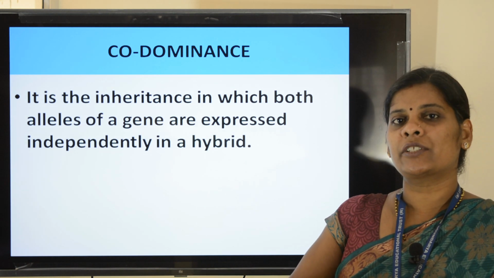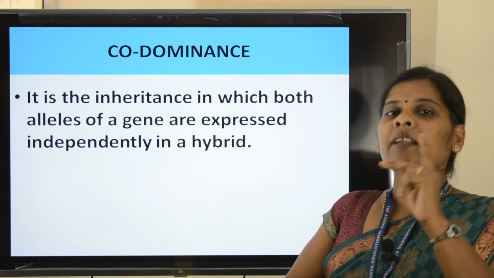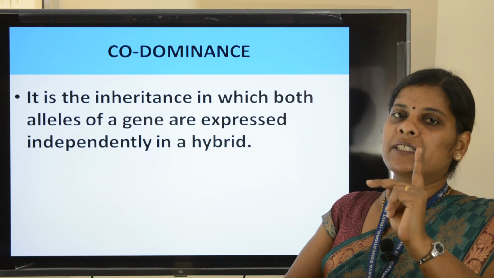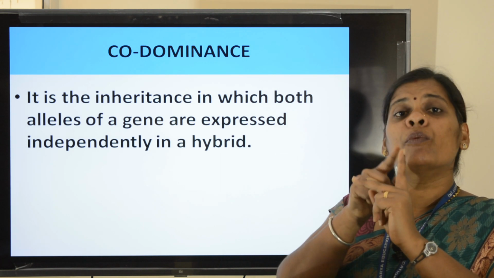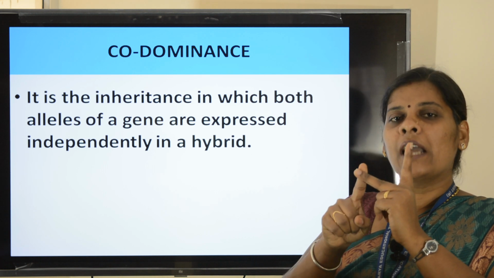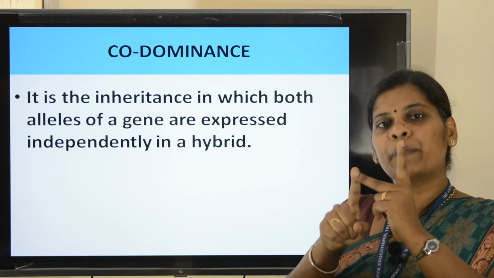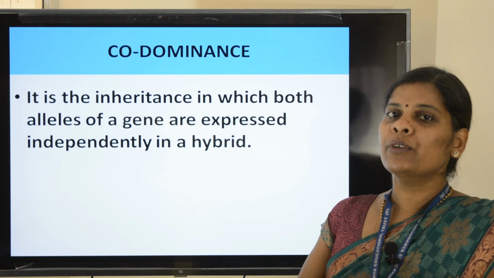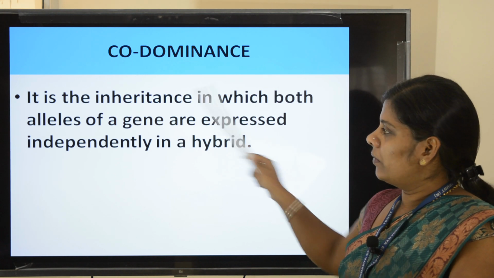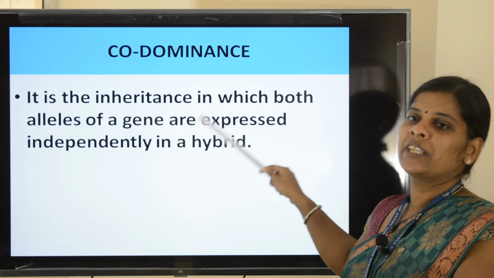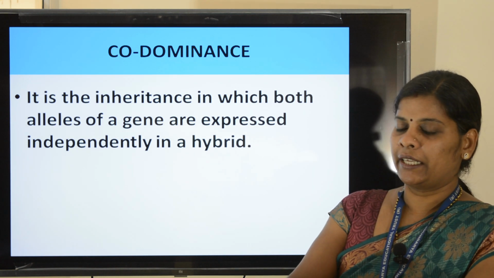According to our previous knowledge, or according to Mendelism, a particular character is influenced by two factors. Out of these two factors or genes, one is always dominant over the other, or one gene expresses its character in the presence of its alternative allele. Here you see, according to codominance, both alleles of a gene are expressed independently in a heterozygous condition.